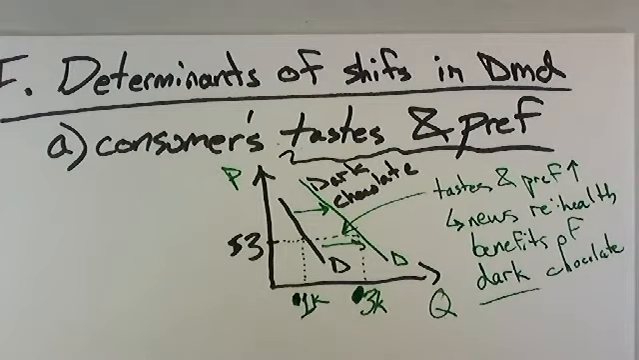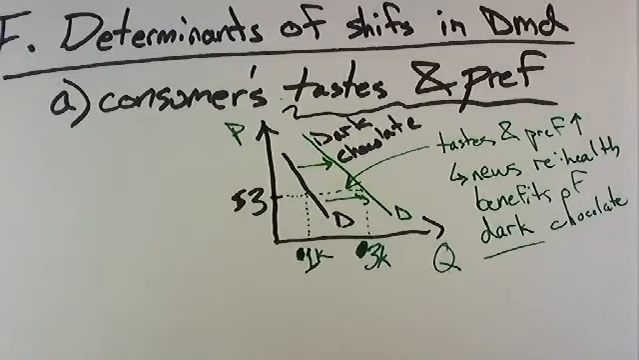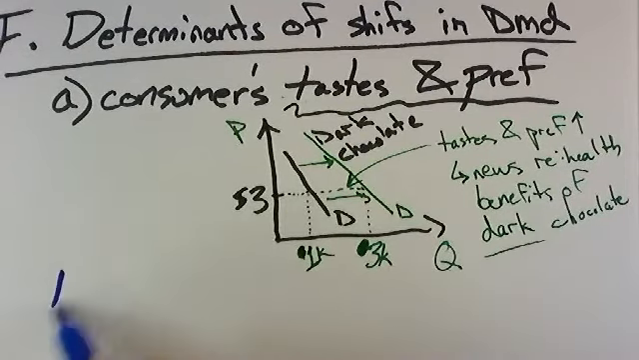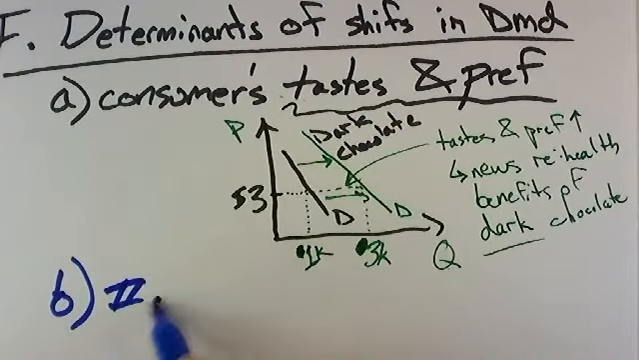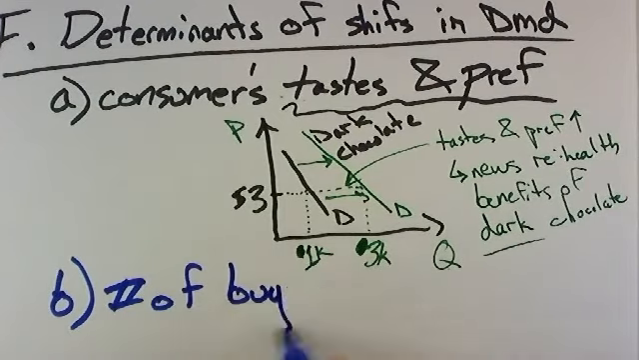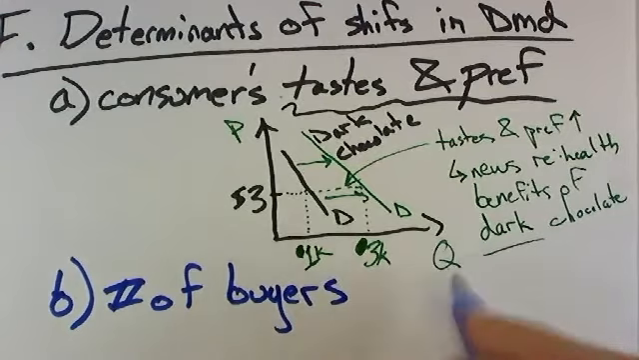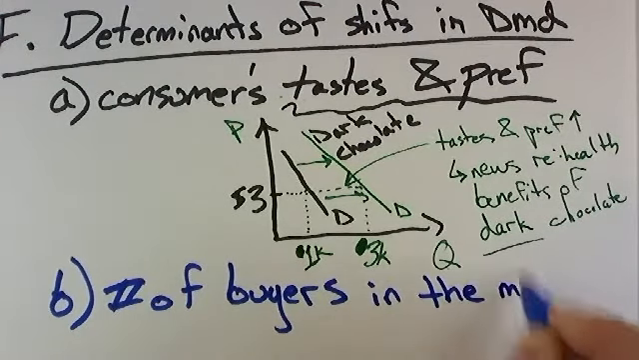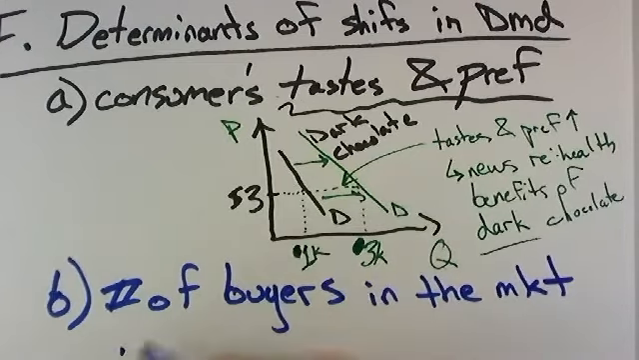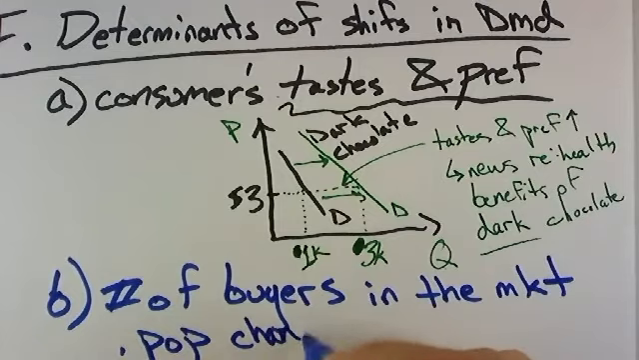No big surprise there. Our second one is the number of buyers, specifically the number of buyers in the market. So this isn't just talking about population changes. It's also talking about distribution changes.